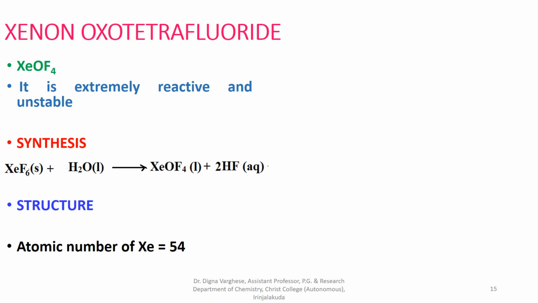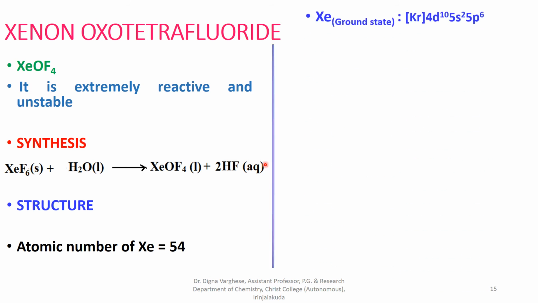Xenon oxotetrafluoride. Molecular formula is XeOF4. It is extremely reactive and unstable. Synthesis of the compound: when xenon hexafluoride undergoes hydrolysis, it gives xenon oxotetrafluoride and hydrogen fluoride. In the structure of the compound, the central element is xenon and the atomic number of xenon is 54. The ground state electronic configuration of xenon is krypton 4d10 5s2 5p6.